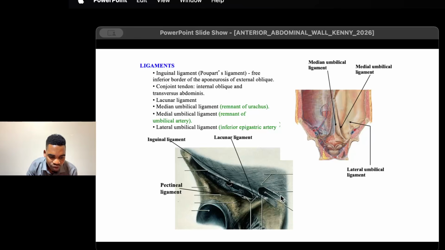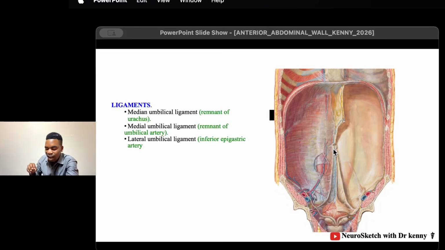But we've seen that you have the conjoint tendon, which is formed by the aponeurosis of the internal oblique and the transversus abdominis muscle. They are forming the conjoint tendon. Then, with the umbilical cord, these are remnants. They are called the ligaments. So this is the median umbilical ligament, a remnant of the urachus.